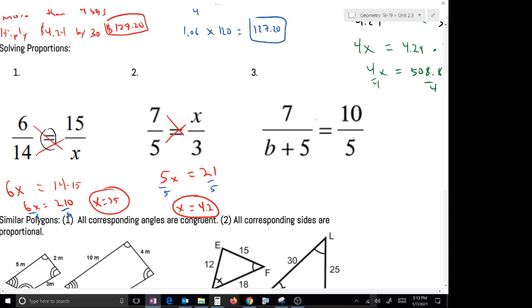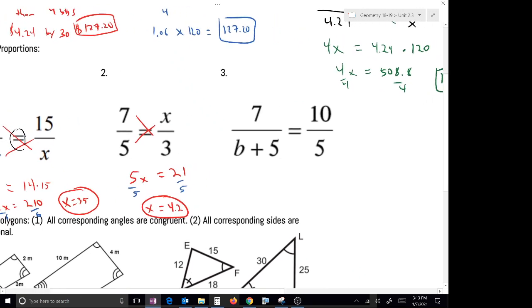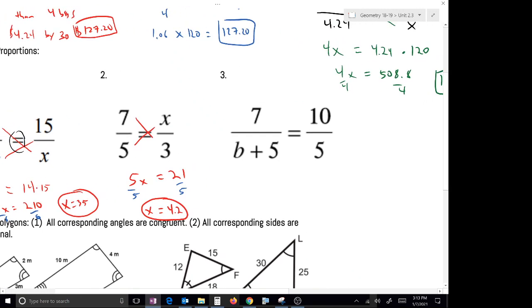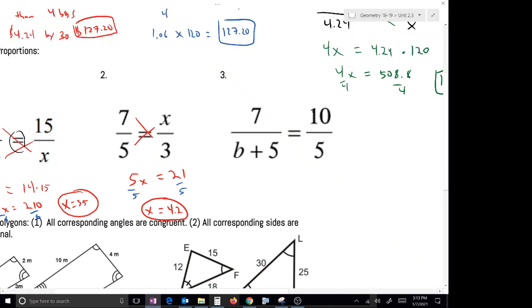Number 3, cross multiply. Actually, on number 3, I'm going to show you a little bit of a shortcut, which we actually could have done on number 1 as well. If you ever see a fraction that can be simplified, it's best to start out doing that first, because it'll make smaller numbers, make things easy to work with. So 5 over 10 reduces to 2 over 1. And now when we cross multiply, we get a lot smaller numbers. So 7 times 1 is 7.